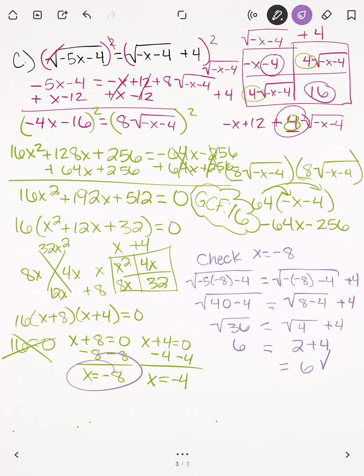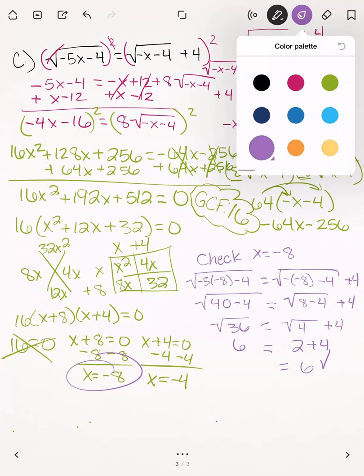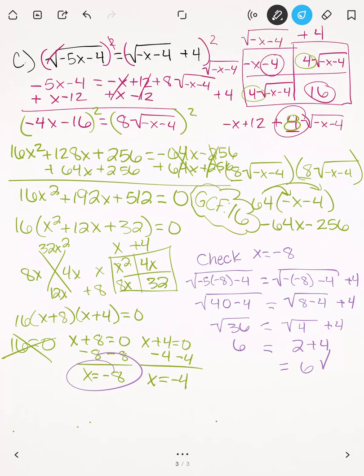Now you can't be lazy and just assume negative 4 doesn't work because that's how it's always been. You never know when it's going to switch it up on you. Okay, so check. Don't be lazy. We're checking x equals negative 4 now. We have the square root of a negative 5 times a negative 4 minus 4. Over here, we have the square root of a negative 4 minus 4 plus 4.